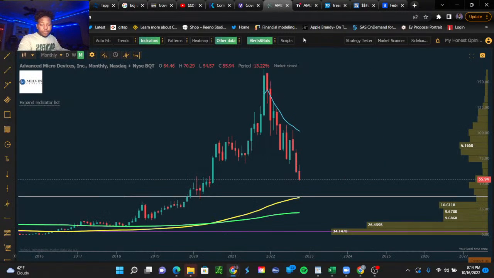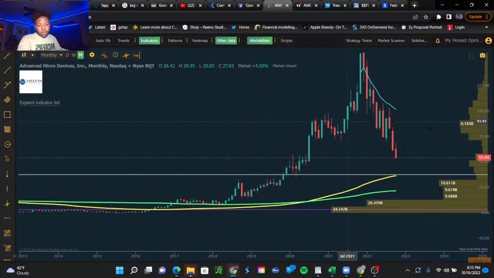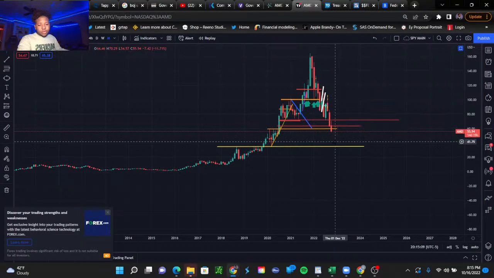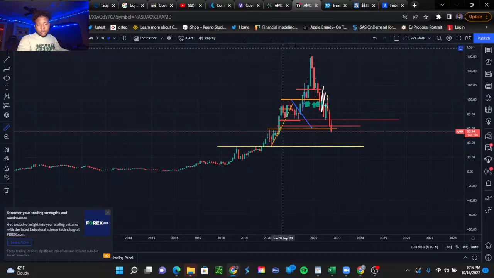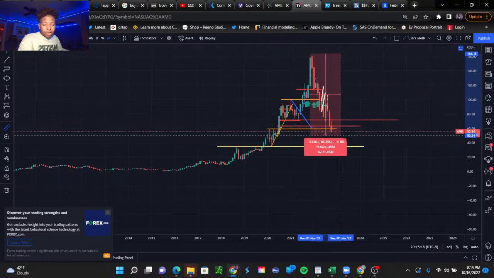AMD. Look at this. This lines up. This is the monthly, the 200 day. Look where that lines up. It lines up at the breakout. That's crazy. That's perfect. If you bought up here and you're holding for the long term.